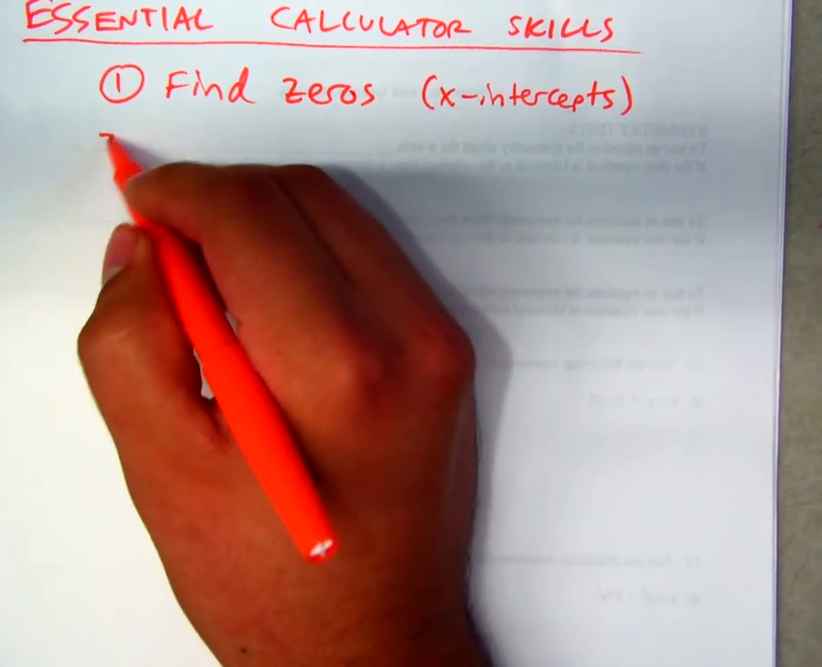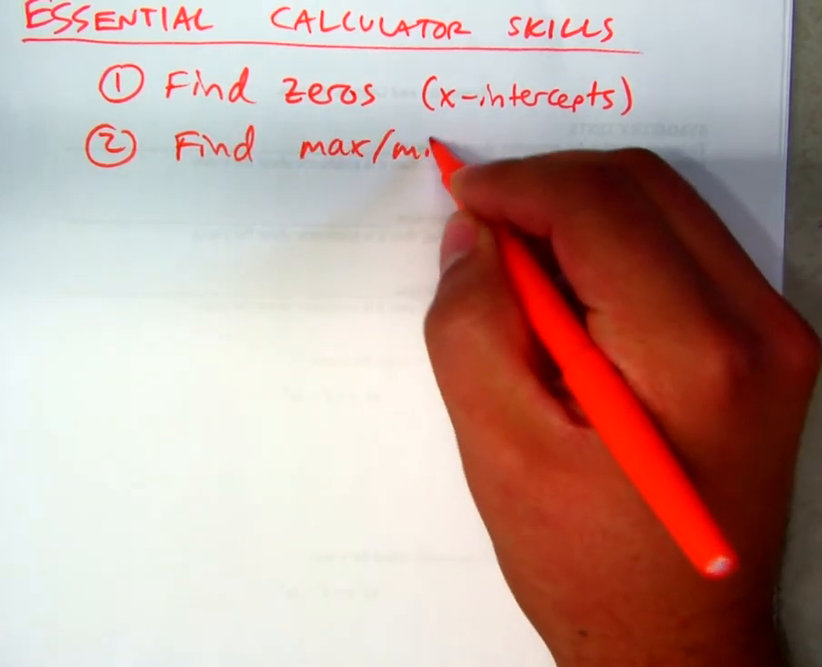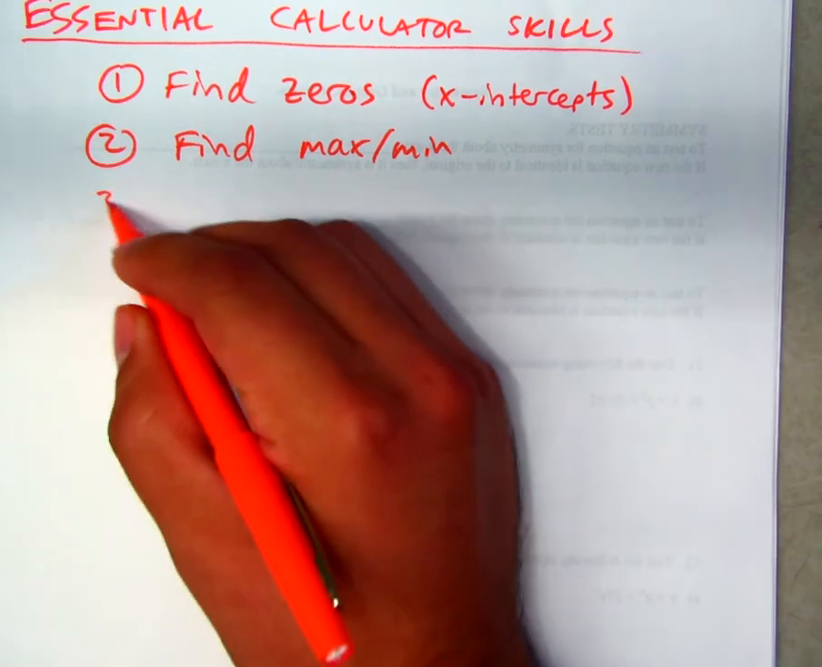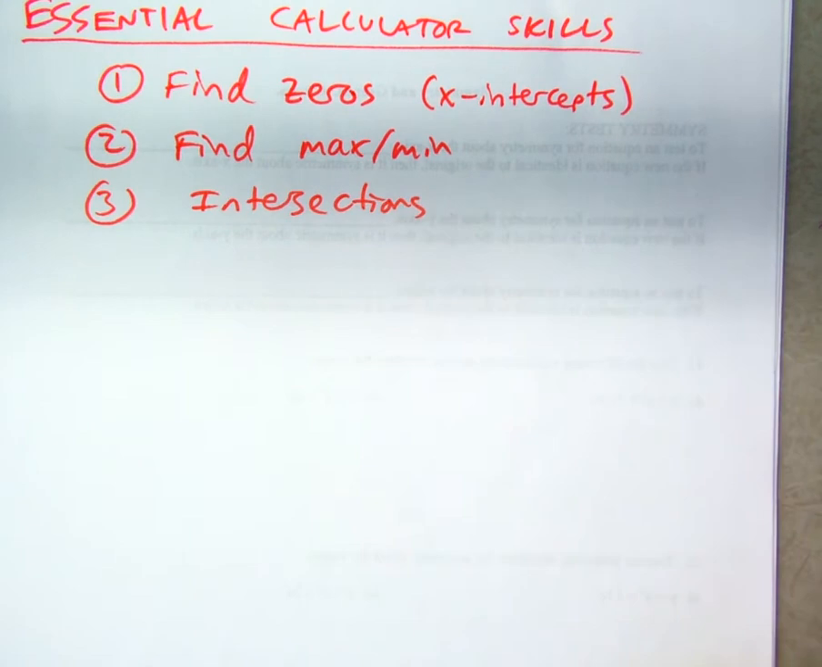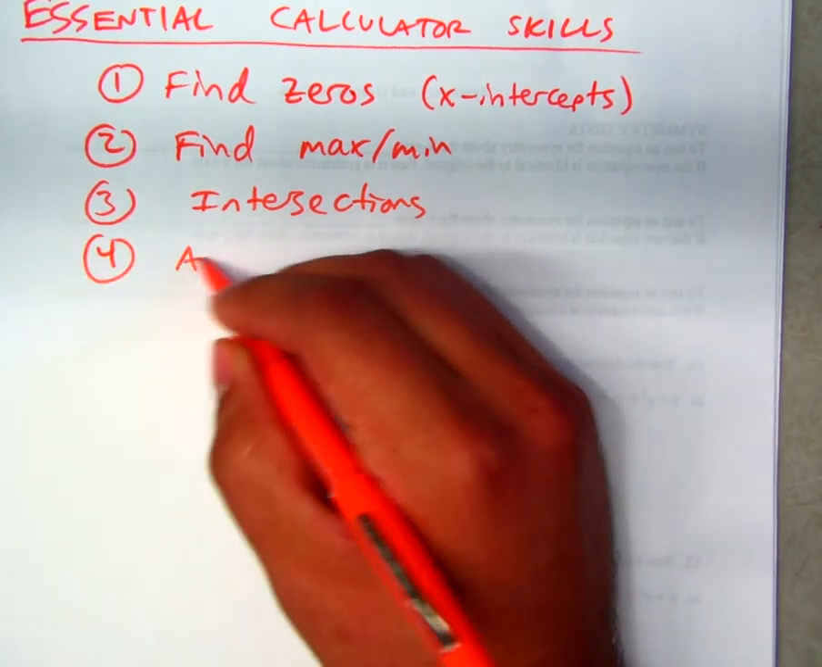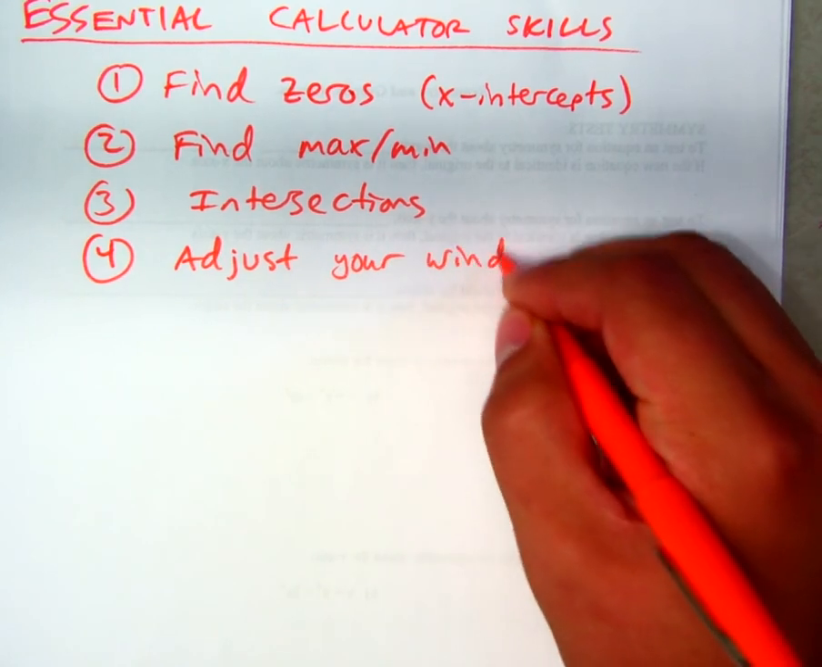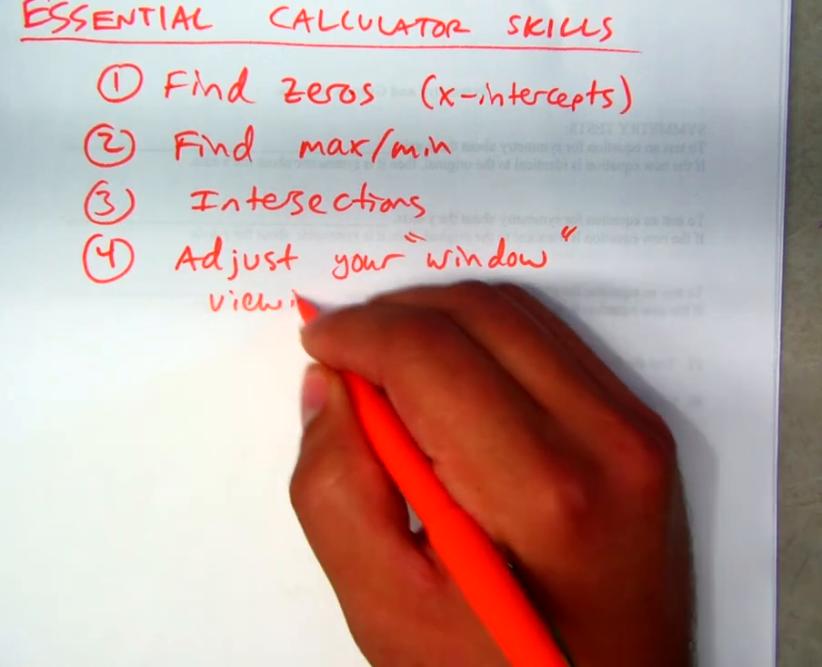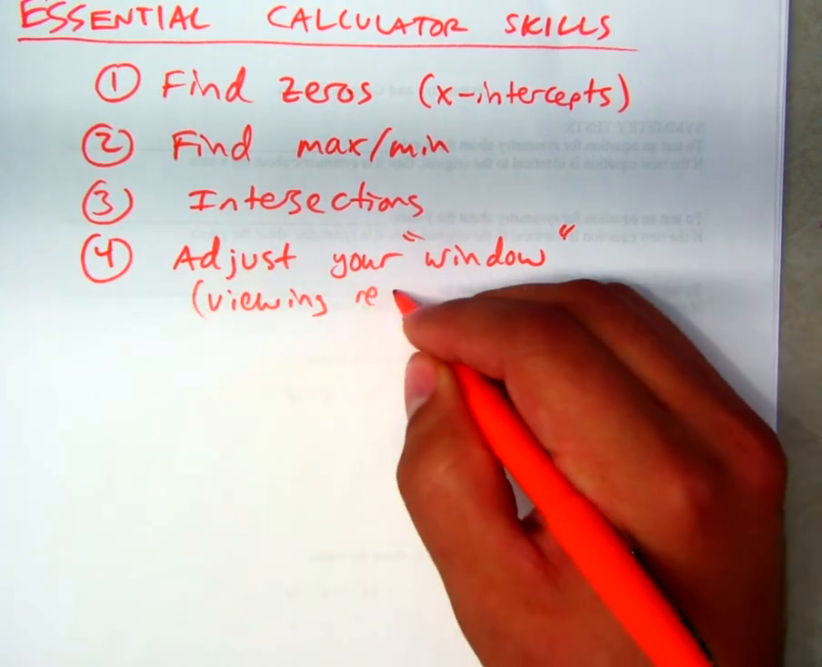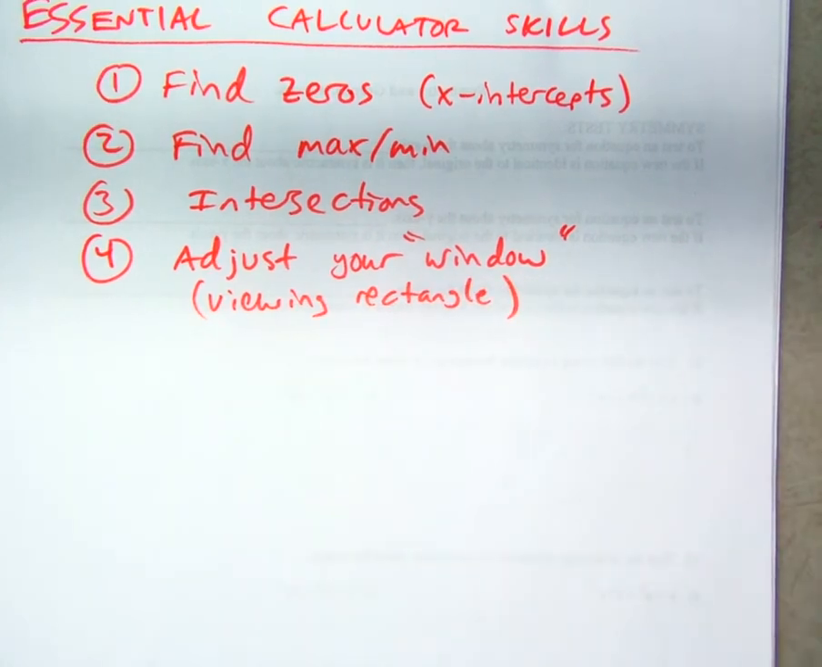You should also be able to find maximums, minimums, intersections, and then you should also be able to adjust your window, otherwise called a viewing rectangle. I think that's the way the book refers to it. So that if you don't have a nice picture on your graphing calculator, you can get a nice picture on your graphing calculator. Okay, so those are the four things that we're going to review.